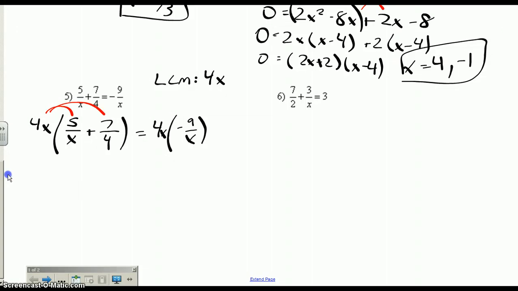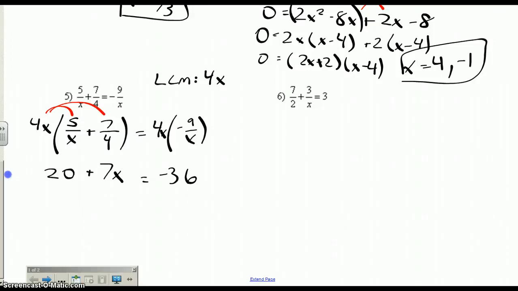Okay, 5 over x times 4x. Notice how the x is reduced just to 1, and you're left with 20. 7 over 4 times 4x, the 4's reduced, so you just have 7x. And negative 9 over x times 4x, the x is reduced, so you're left with negative 36.